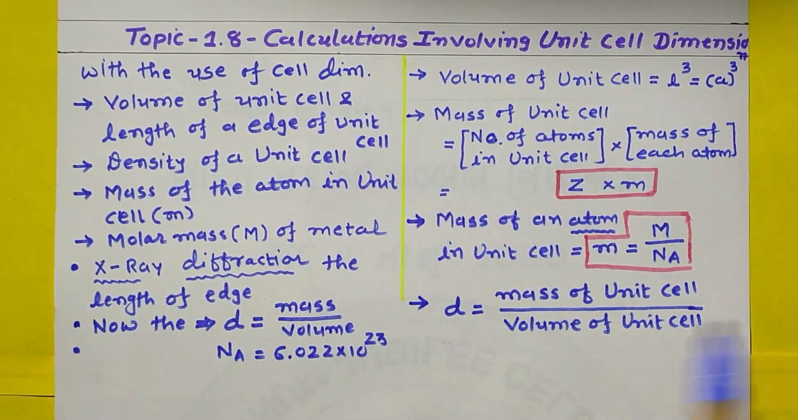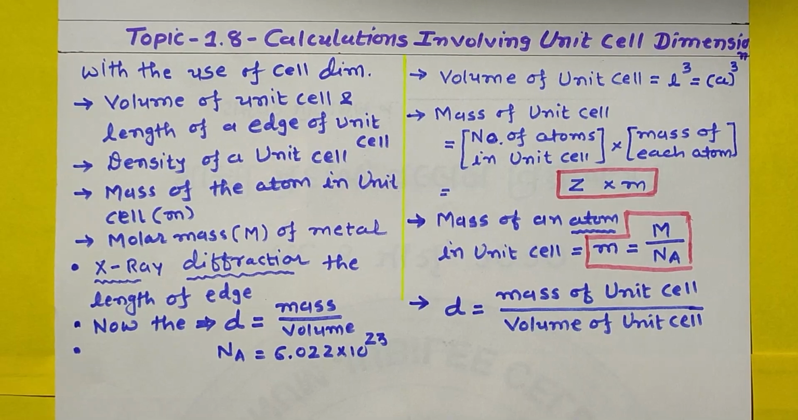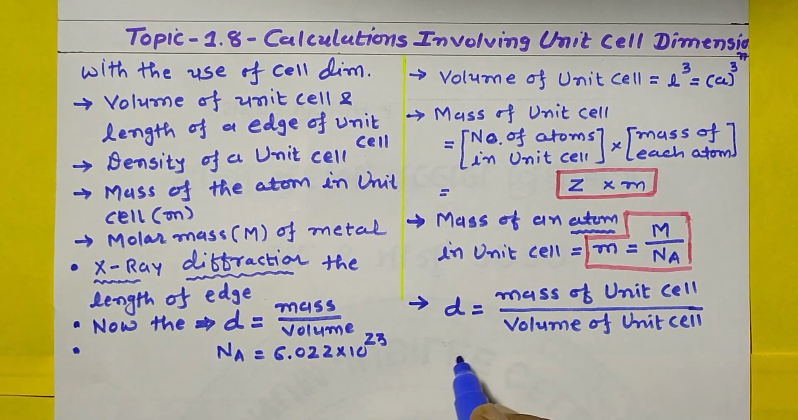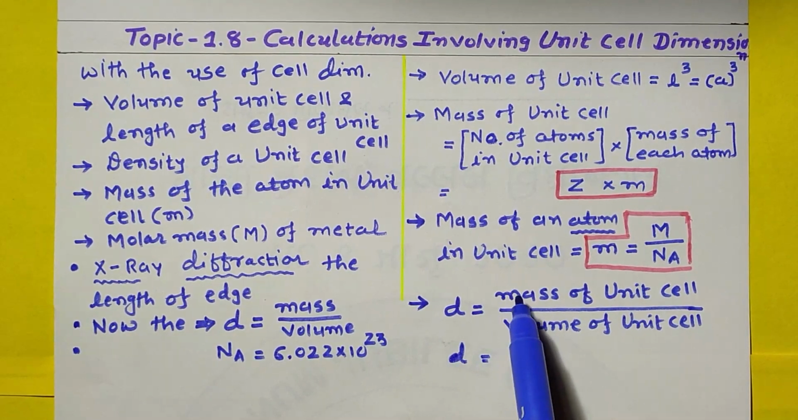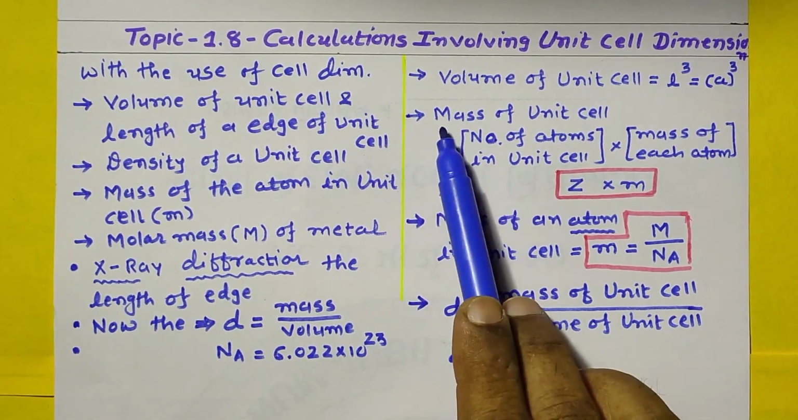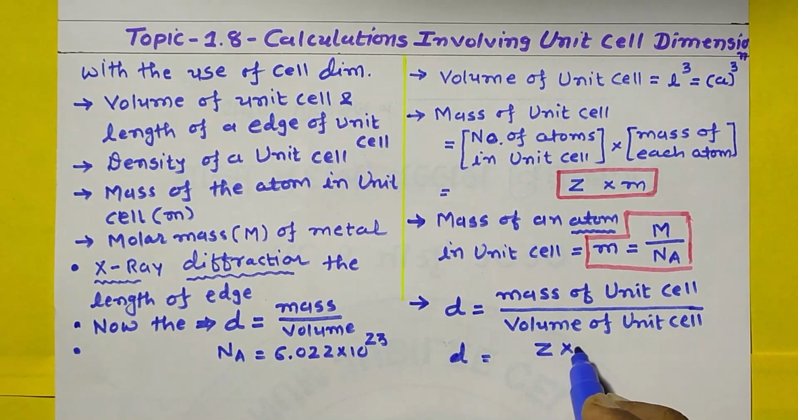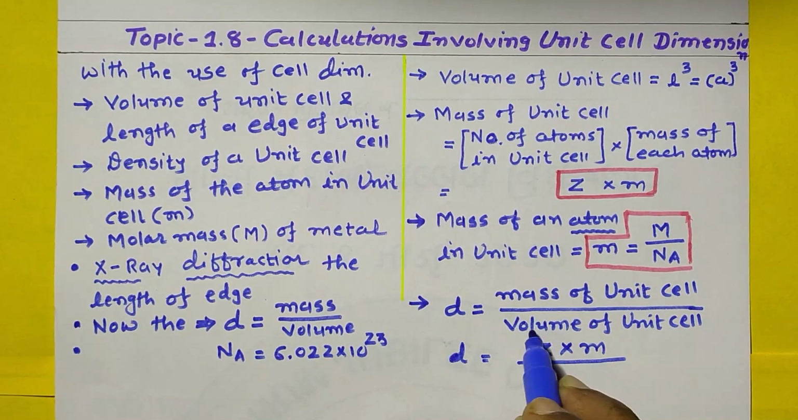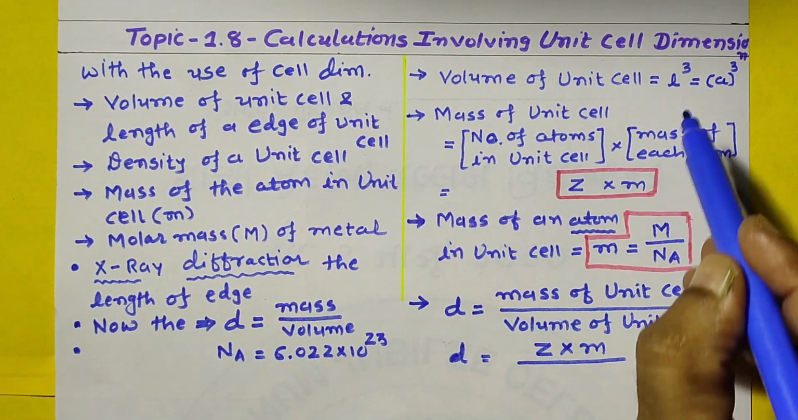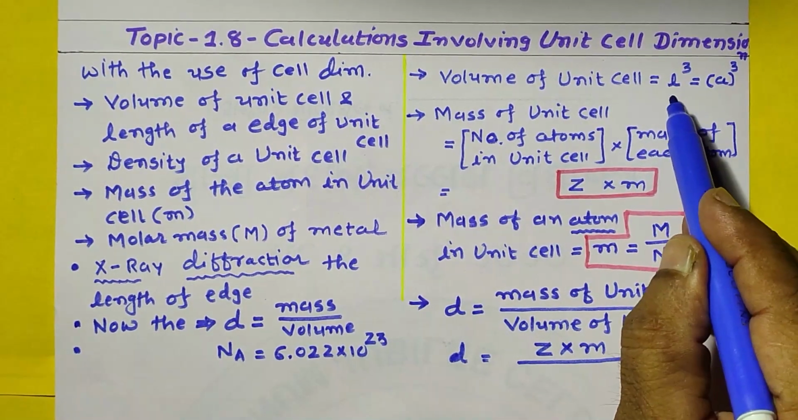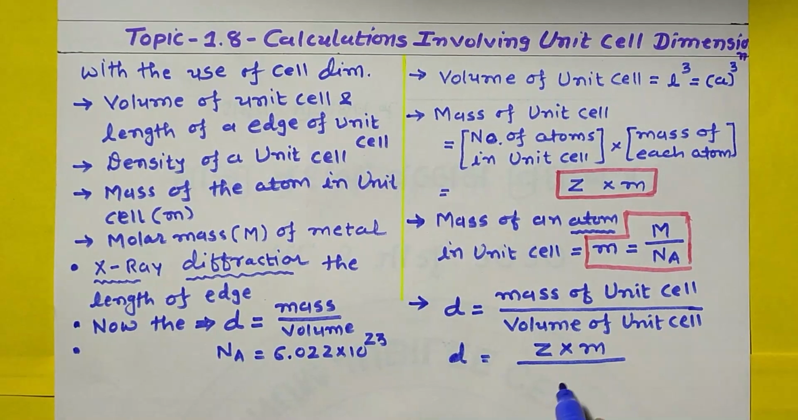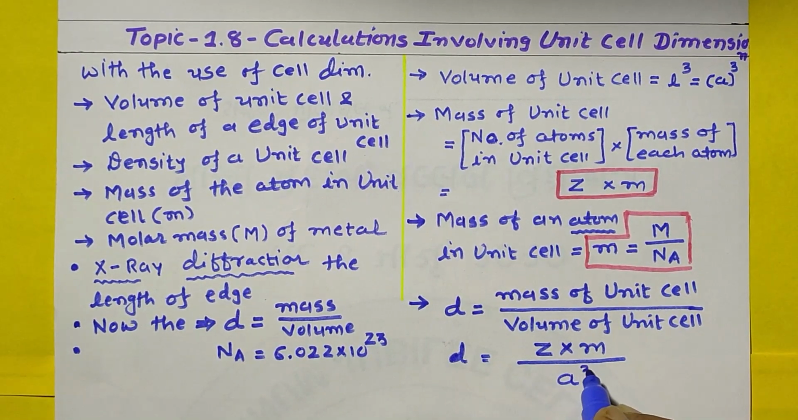So we can put the values from above. Density is equal to the mass of a unit cell. Mass of a unit cell means Z into m, divided by the volume of the unit cell. Volume of the unit cell is already written over here: L cube is equal to A cube. So we can say A cube.